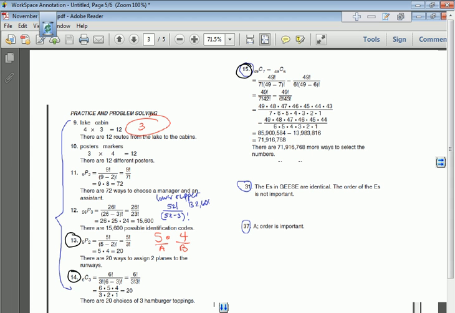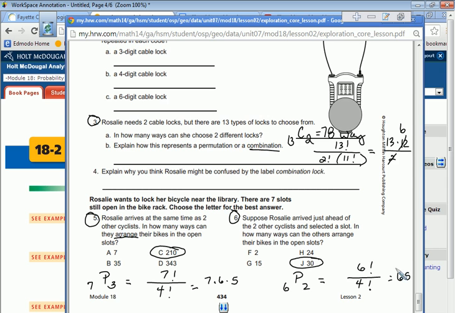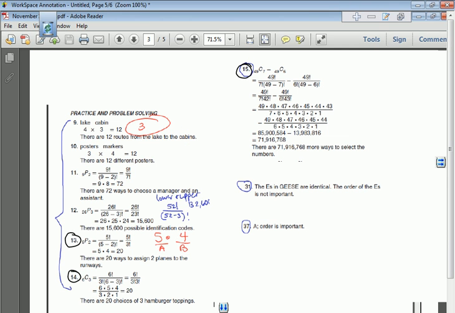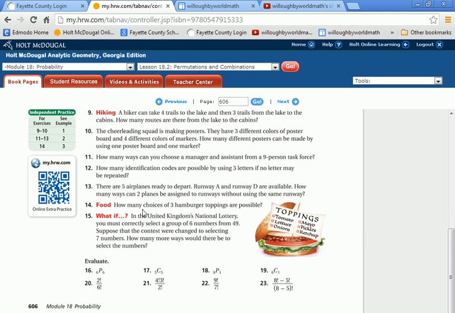Okay. Let's take a look at the question for number 14. Whoops, it's not there. It's here. So number 14, how many choices of 3 hamburger toppings are possible? So here's our hamburger, and how many do we have to choose from? 6.